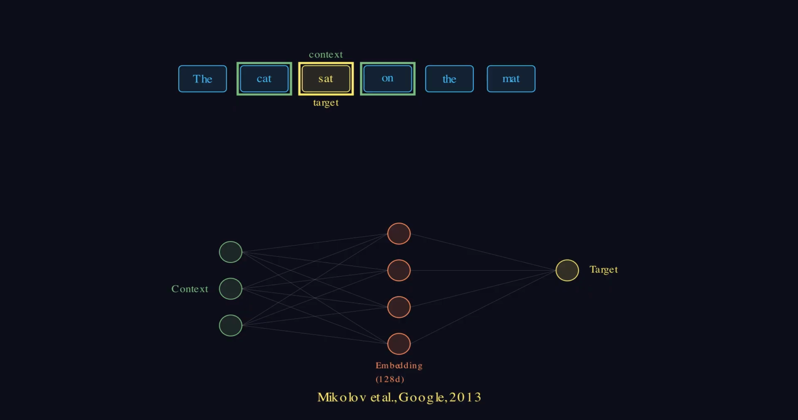The cat on the. Train a tiny neural network to predict the target from the context, or the context from the target. The hidden layer of this network is the embedding. After training on billions of words, this small network produces embeddings that capture deep semantic relationships. Word2Vec showed the world that simple neural networks trained on lots of data can discover the structure of language.